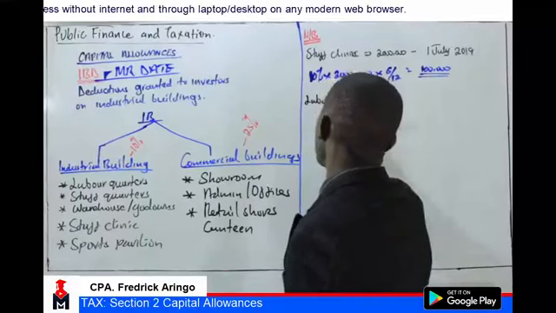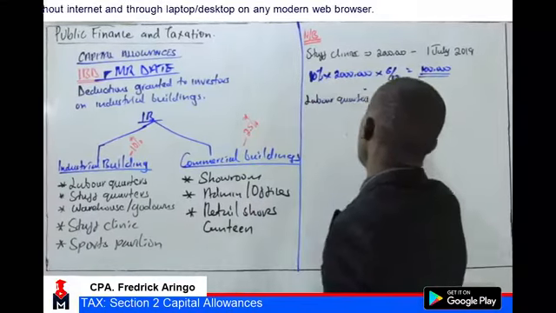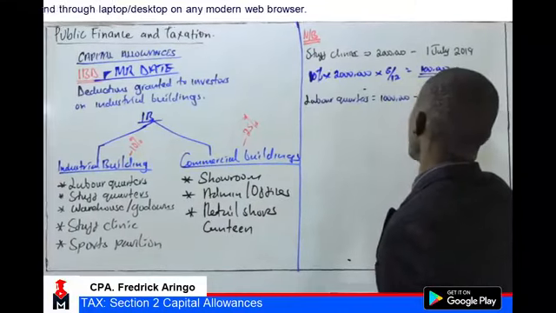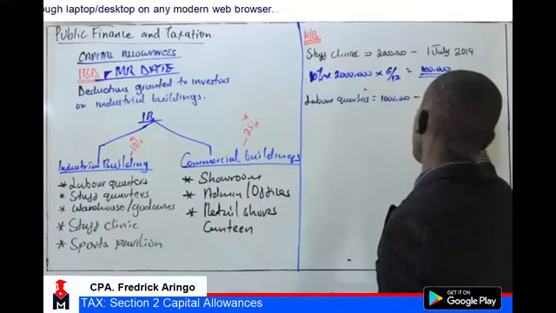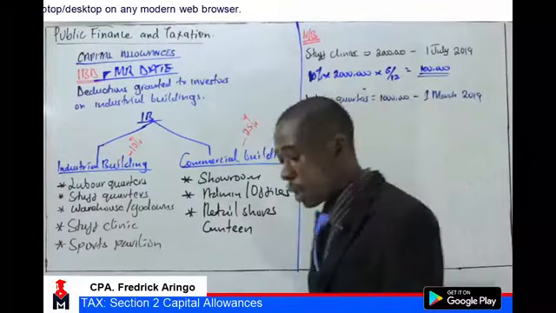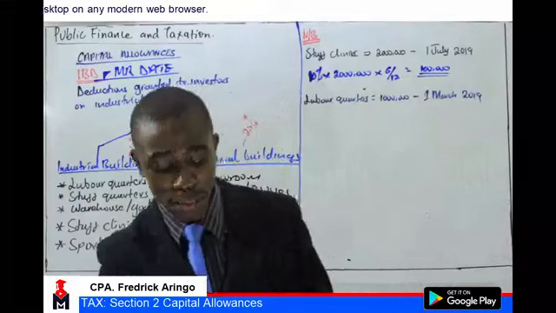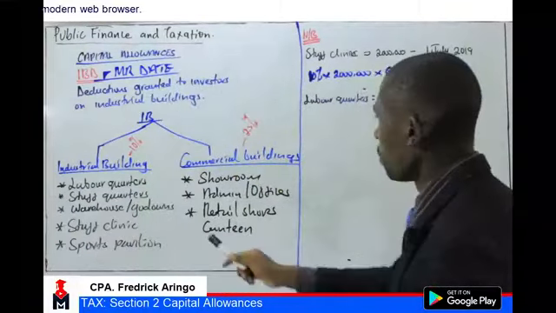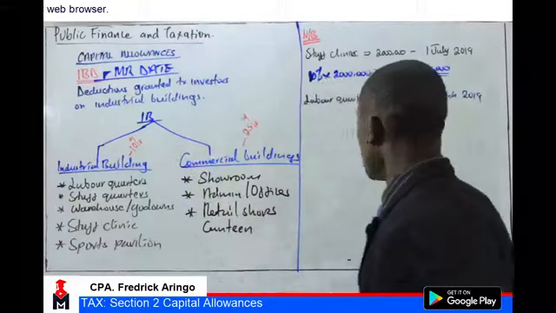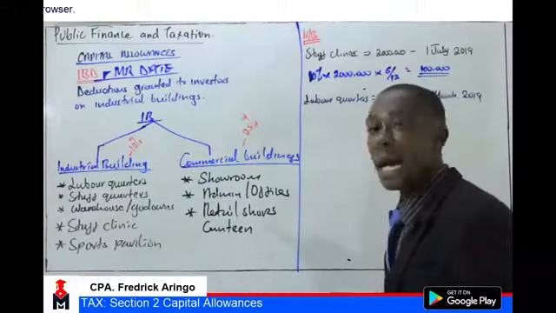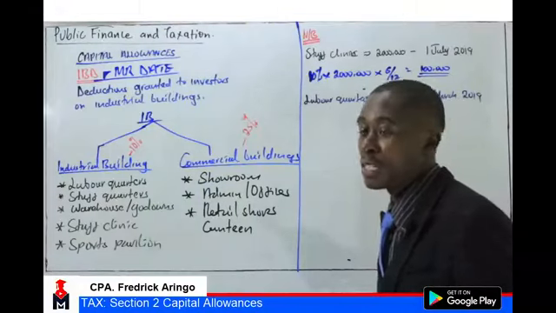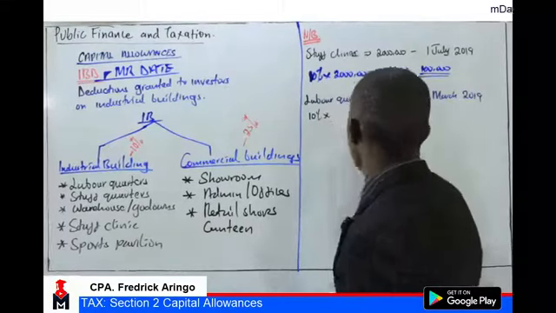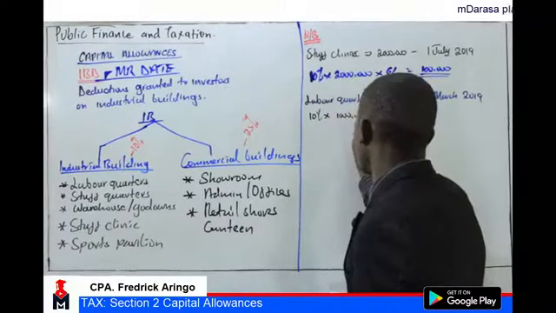You're told that, for example, these labor quarters cost the company 1 million, and were utilized from 1st March 2019. And we want to provide capital allowance on the same. You know very well that labor quarters are at the rate of 10%. So providing IBD, I should have 10% times the qualifying cost, which is 1 million.